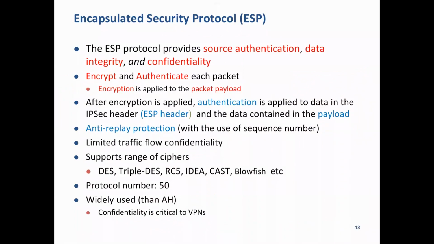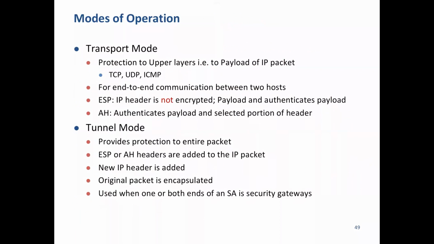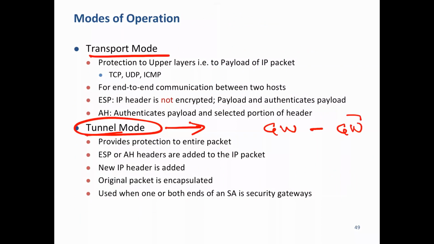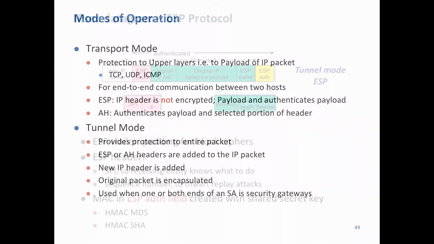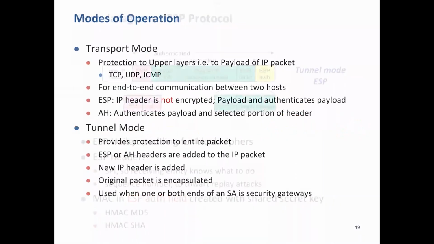So we'll quickly look at ESP. ESP corresponds to encryption and authentication. Encryption can use one of these methods, whatever has been negotiated between the two entities. Now we have seen there are two modes, transport mode and tunnel mode. Let's focus first on tunnel mode, which is between gateway to gateway. Note that this is between one gateway and another gateway.